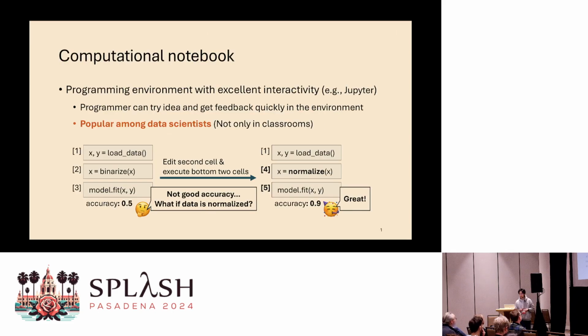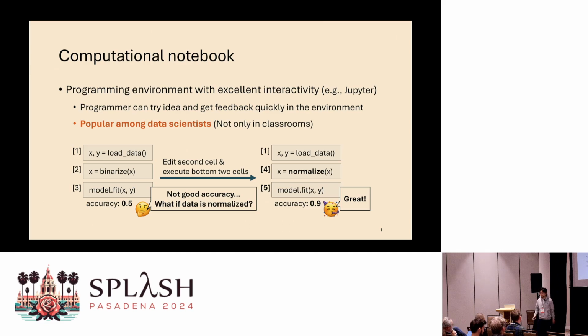A computational notebook is a nice programming environment with excellent interactivity, and Jupyter Notebook is a famous example. In that environment, programmers can try ideas and get feedback quickly without leaving the notebook view. The figure at the bottom here illustrates that interactivity.